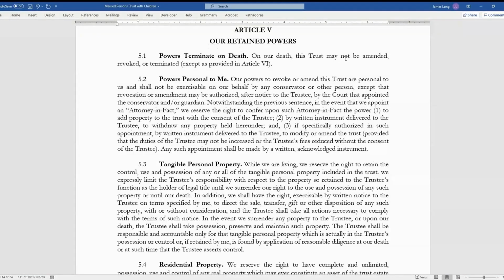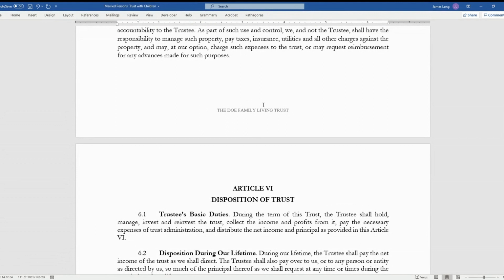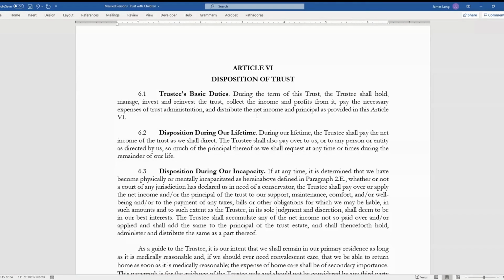All right, here's your retained powers. Even though you guys are becoming trustees of a trust, you retain all of these powers. And you'll see if you read through them that you basically retain the same powers you have now. So not a whole lot's going to change.